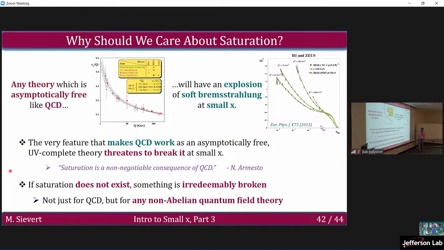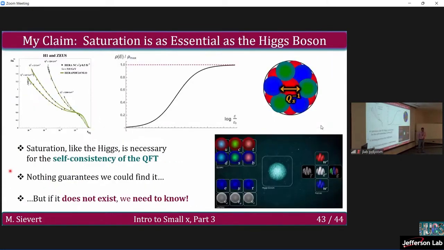So in my opinion, we need to know whether saturation is there or not. We believe it should be there. We haven't seen it yet. But if it's not there, then QCD is broken irredeemably, right? If we're just wrong and saturation is not there, then QCD does not satisfy a unitarity condition and QCD is not self-consistent. And not just QCD, every non-abelian gauge theory will have this problem.